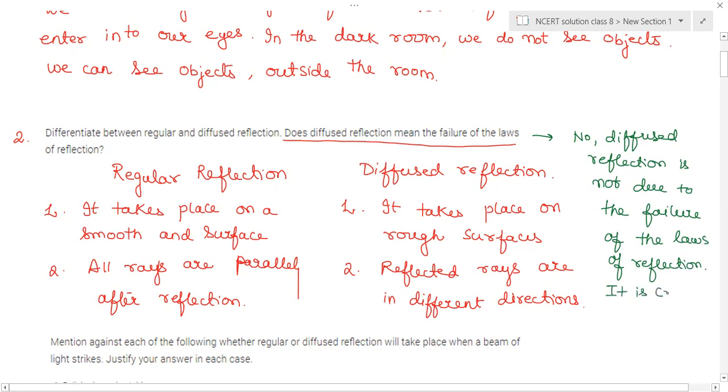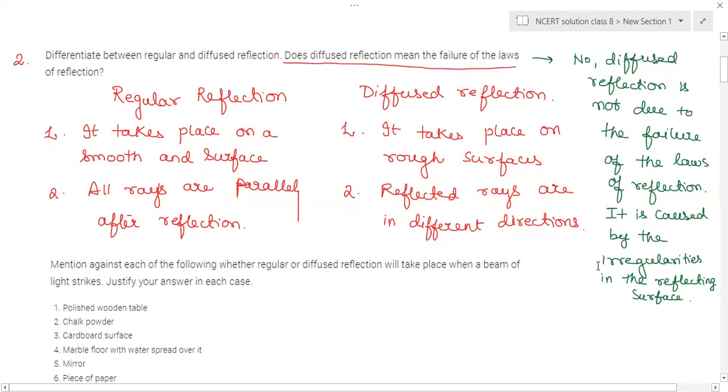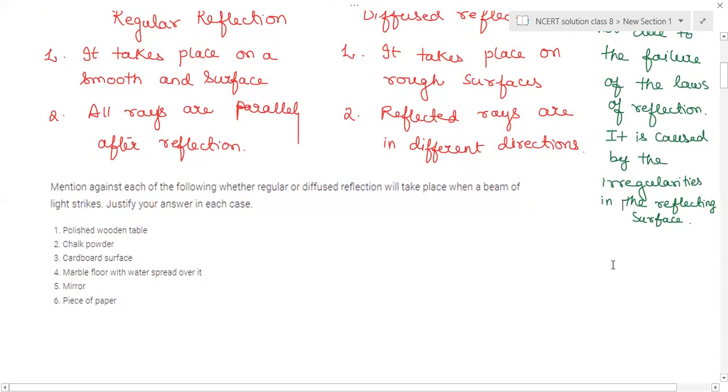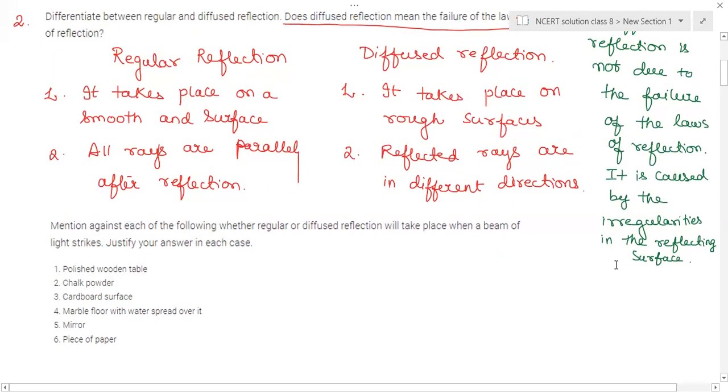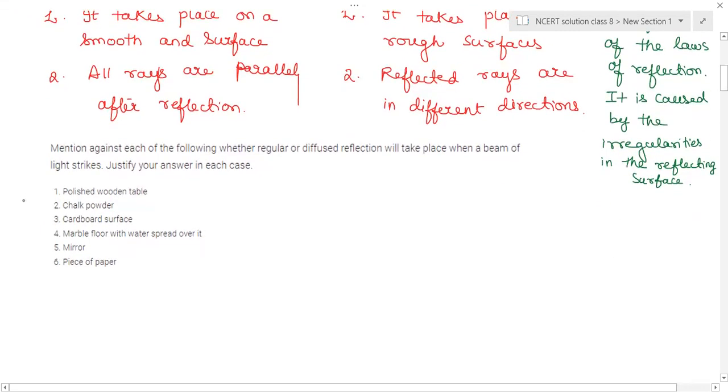It is caused by the irregularities in the reflecting surface. So it is not because of light, but the irregularities in the reflecting surface. If you make the normal at the point of incidence, you will see that the rule is obeyed. You can make the diagram for regular and diffuse reflection in case the question is for more marks.